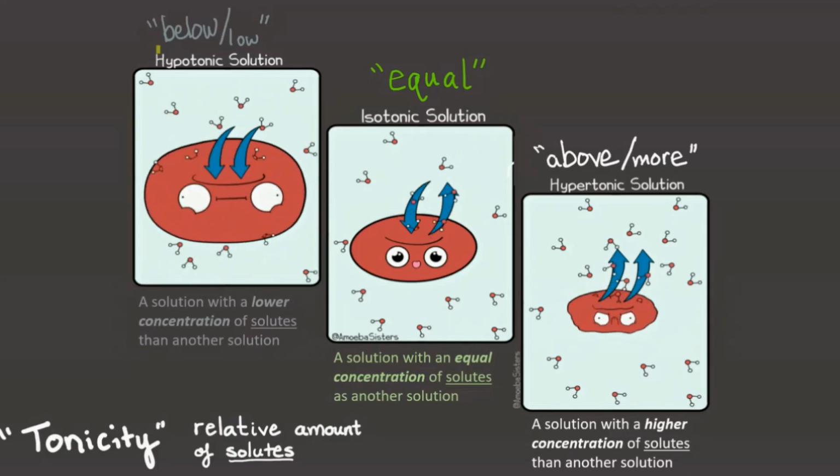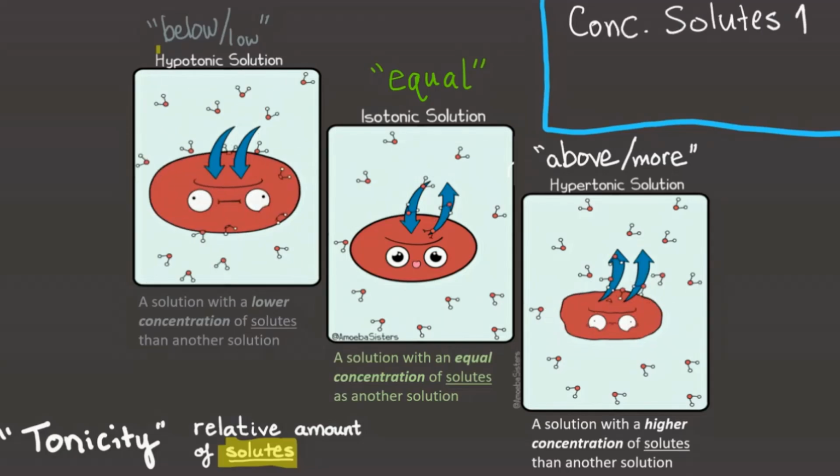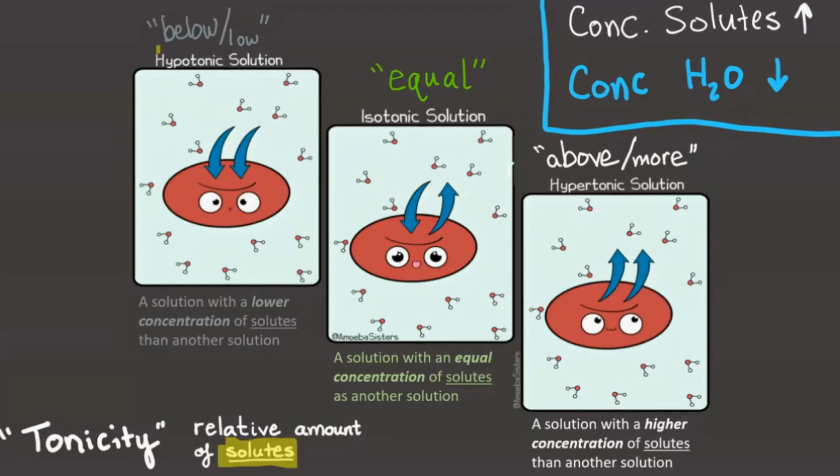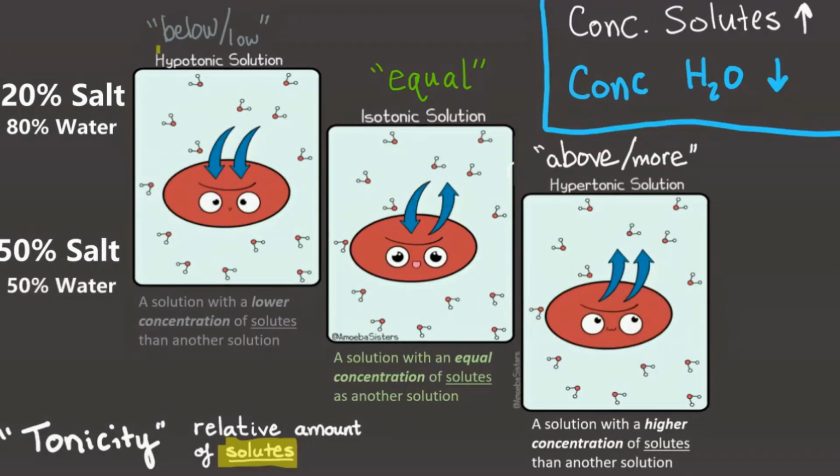Remember, tonicity, so all of these terms, deal with solutes. Water, just as a reminder, is a solvent. So as the concentration of solutes, such as sugar or salt, increases, the concentration of the solvent relative to the solutes, such as water, will decrease. Make sense? So if you had 20% salt in your solution, that would imply there's 80% water. But if that number went up, so now there was 50% salt in that solution, then there would be implied 50% water. So as the solutes go up, solvents go down. Just how percentages work. Make sense?